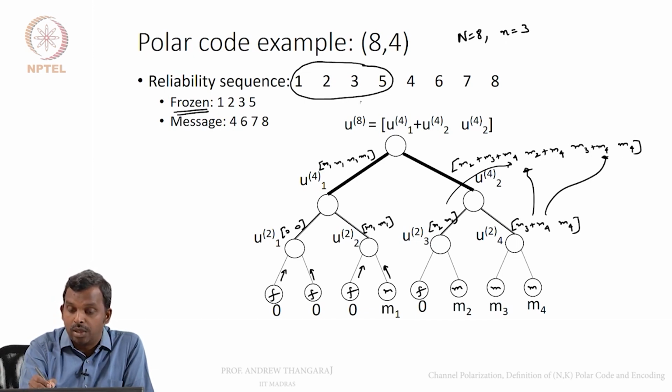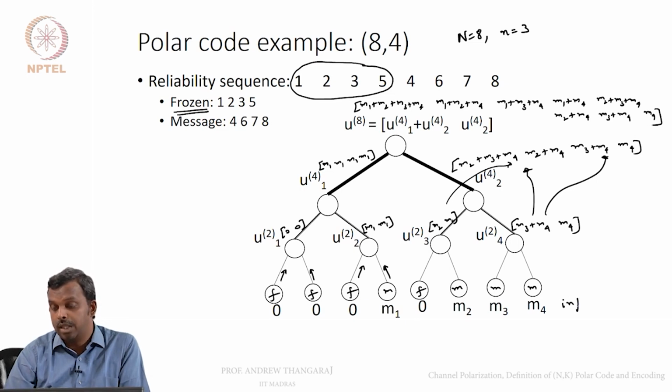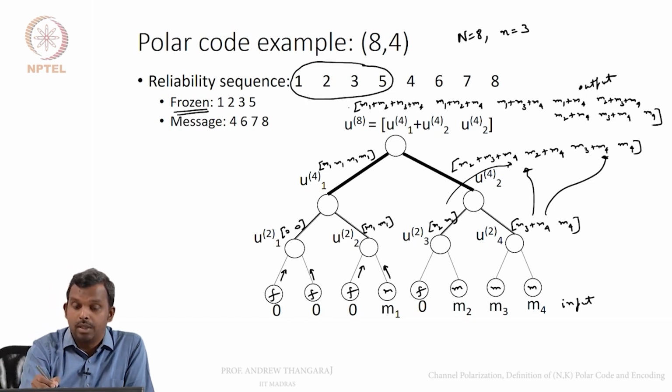So, let me write it out laboriously for you. M1 plus M2 plus M3 plus M4, M1 plus M2 plus M4, M1 plus M3 plus M4, M1 plus M4, and the remaining 4 are the exact same things as this: M2 plus M3 plus M4, M2 plus M4, M3 plus M4, and M4. This is the encoded version. So, this is the input to the transform, and this is the output of the transform, and that is the code word.